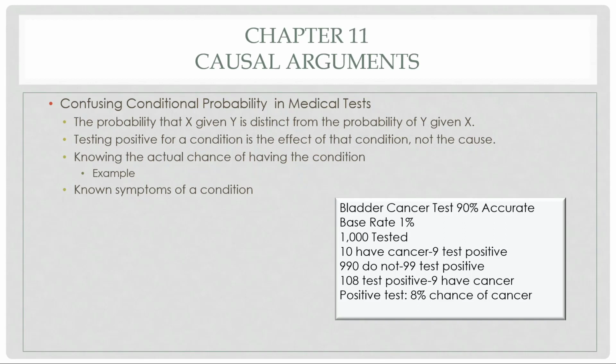And of course, there's also the possibility of false negatives. And this kind of bad reasoning can be made, not just in medical cases, but any time that there's a test for something. Because even if a test is highly accurate, if it's less than 100%, then obviously the mere fact that someone tests positive doesn't guarantee that the cause is present. So that's confusing conditional probability in medical tests.